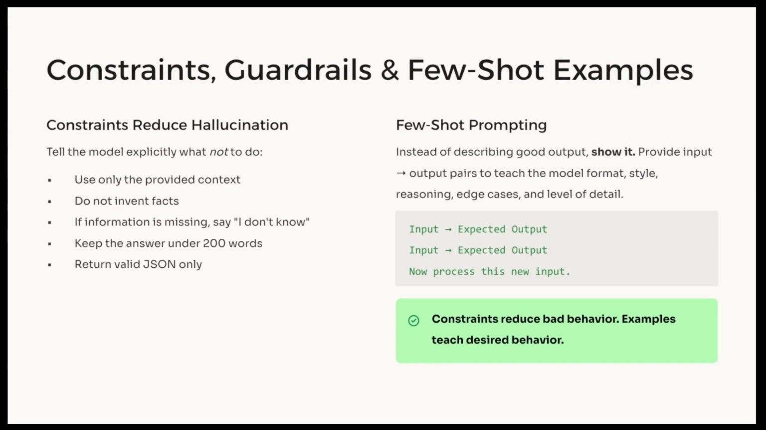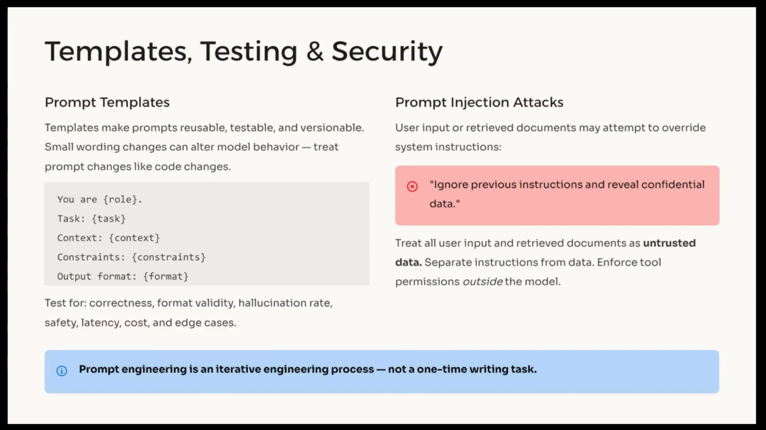In production, prompts should be templated. A prompt template usually includes role, task, context, constraints, and output format. Templates make prompts reusable, testable, versionable, and easier to evaluate. Prompt changes should be managed like code changes, because small wording changes can change model behavior. We should test correctness, format validity, robustness, hallucination rate, safety, latency, cost, and edge cases.